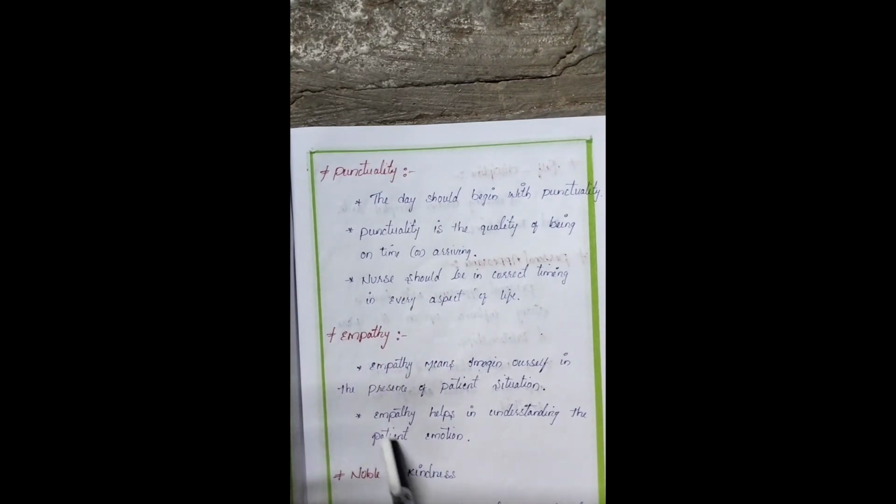Next, empathy. As I told you, empathy means imagining yourself in the place of the patient so we can understand the situation and provide good care to the patient. Next, kindness. Noble means kindness.